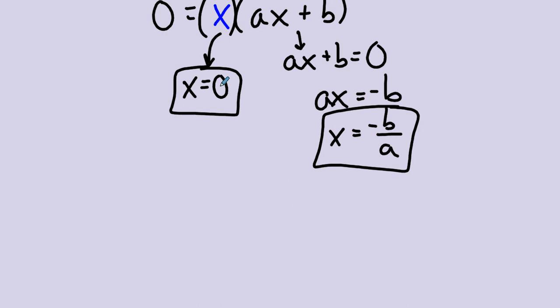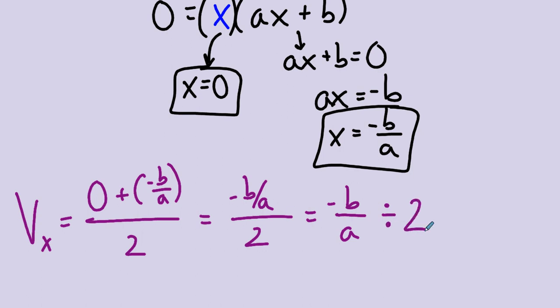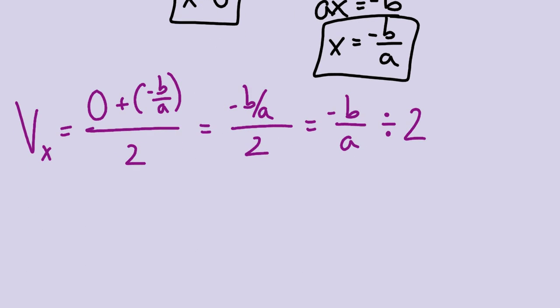But I want to know where the vertex's x-coordinate is. So how do I find that? I average these two. I'm going to add them together and divide by 2. When I add them together, I get -b over a, and then divide by 2. This looks a little confusing because it's like a fraction over a fraction. So instead I'm going to write it as -b over a, and this fraction bar is the same as writing a division, divided by 2. Well, recall, this is a fraction division question.